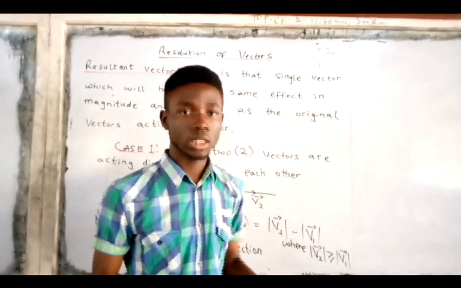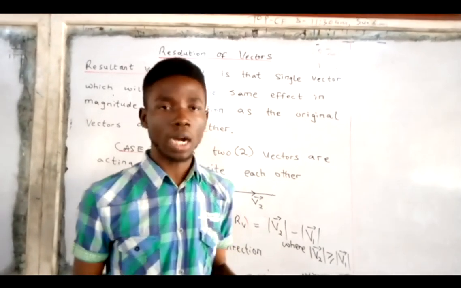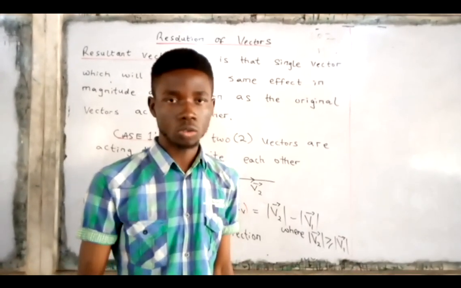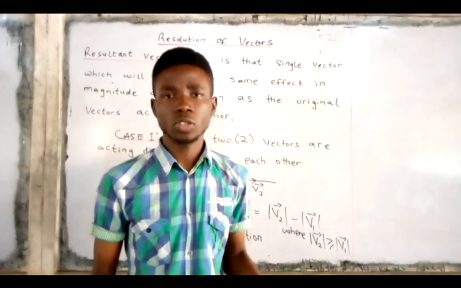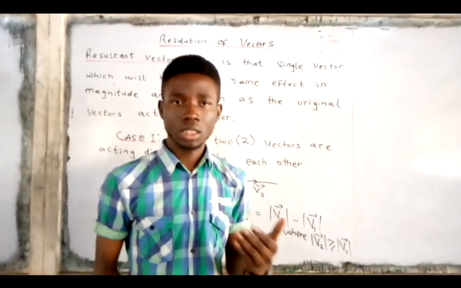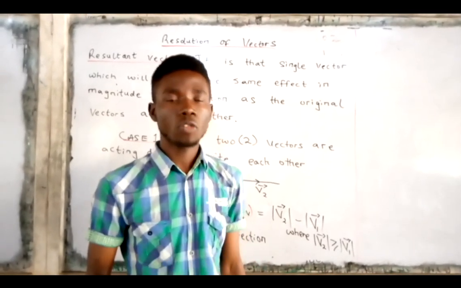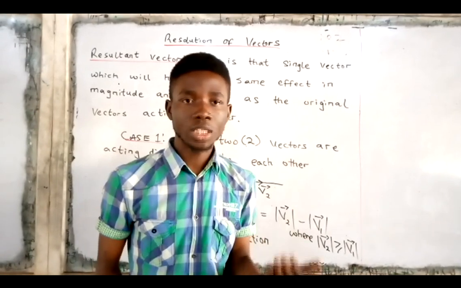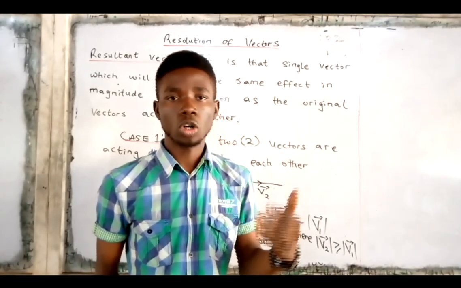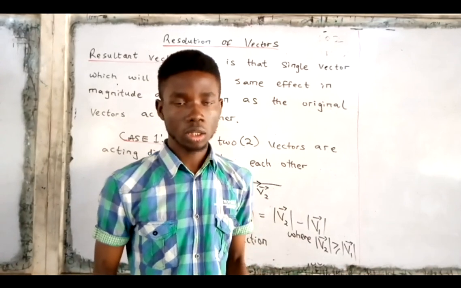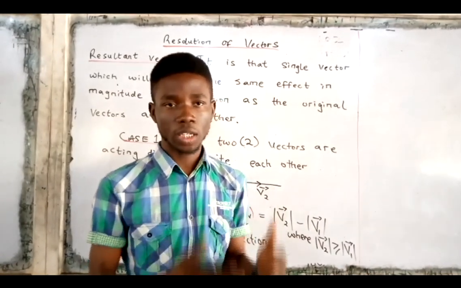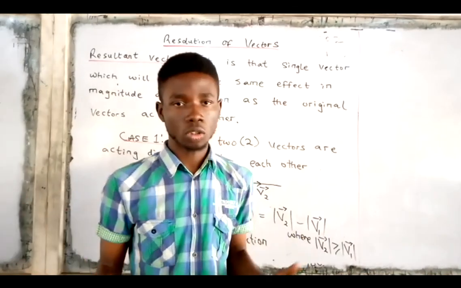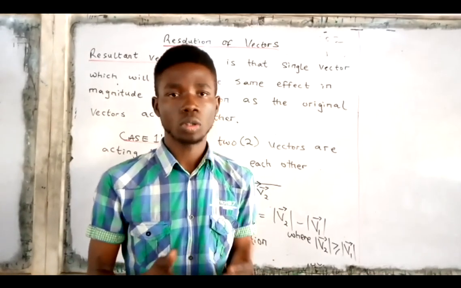What are scalar quantities? Scalar quantities are quantities that have only magnitude without direction, while vector quantities have magnitude and direction. Examples of scalar quantities are speed, distance, and so on. Examples of vector quantities are forces, acceleration, momentum, velocity, and so on. These are vector quantities. So the discussion today will be based on vector quantities and how we can resolve vectors in case we have many vectors acting together on a single body.